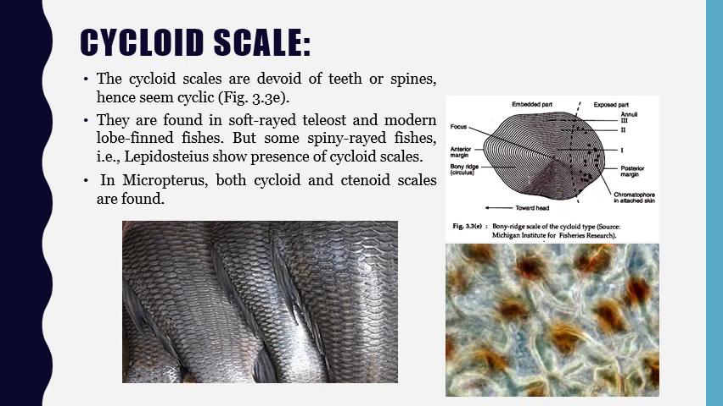As is seen in this scale, this part is the embedded part, and this is the exposed part, where this is the focus, the part where the scale's origin starts. This is the anterior margin, and these are the bony ridges. In this exposed area, the first, second, and third annuli are present. This is the posterior margin, and these dotted parts are called the chromatophores, attached in the skin.